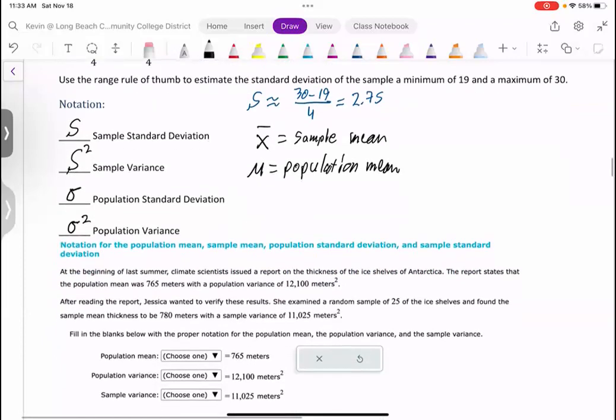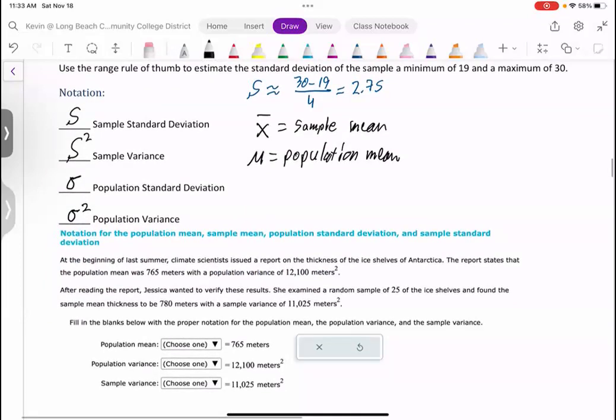And these can get a little confusing sometimes, which is why I love this next question that ALEKS has. At the beginning of last summer, climate scientists issued a report on the thickness of the ice shelves in Antarctica. The report states that the population mean was 765 meters with a population variance of 12,100 square meters. After reading the report, Jessica wanted to verify these results. She examined a random sample of 25 of the ice shelves and found the sample mean thickness to be 780 meters and a sample variance of 11,025 square meters.